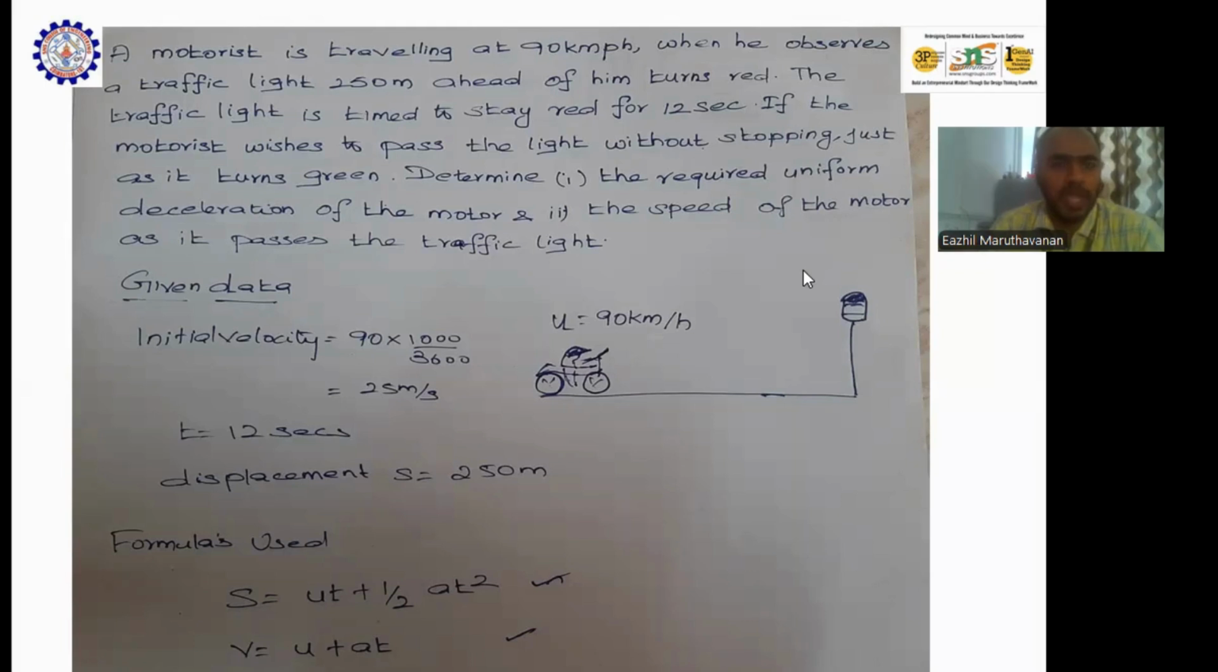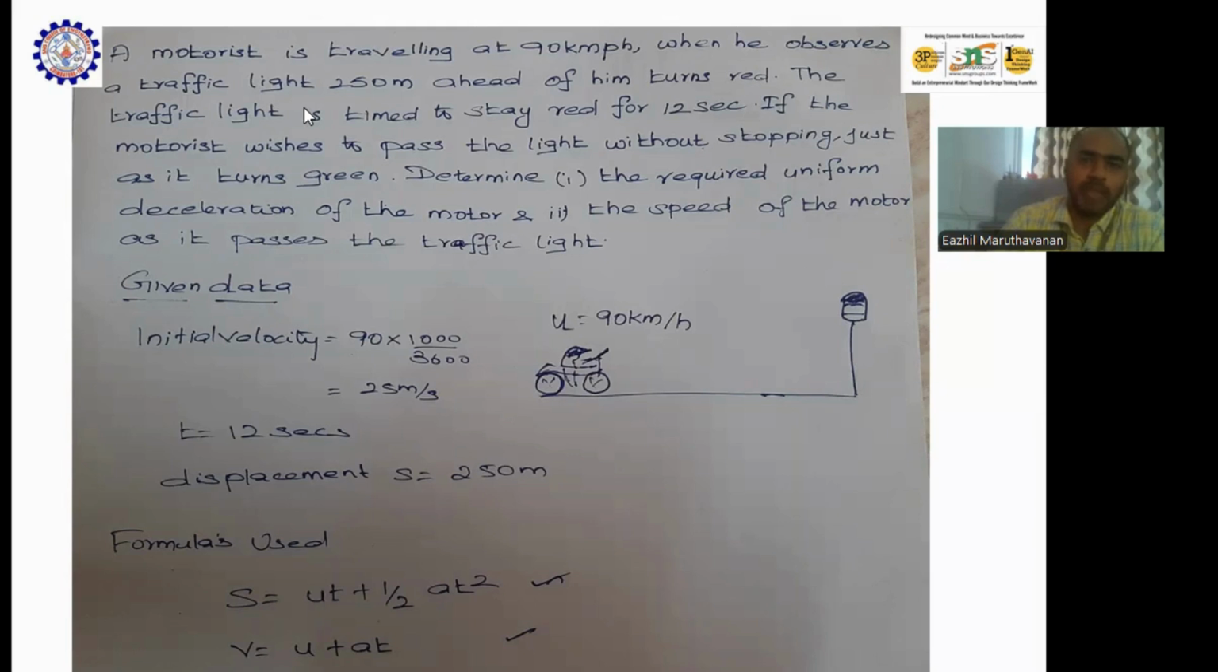Good afternoon. In the last class, we saw how we arrived at the formulas to calculate distance, velocity and acceleration. That is s = ut + ½at², v = u + at, v² = u² + 2as. Now, by using these formulas, we'll solve a problem.